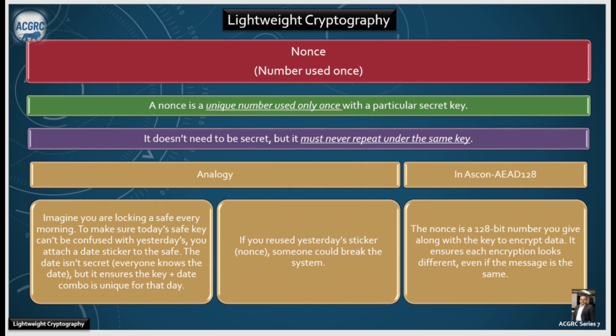Hence, in Ascon-AEAD128, the nonce is a 128-bit number you give along with the key to encrypt the data. It ensures each encryption looks different even if the message is the same. So that's nonce.